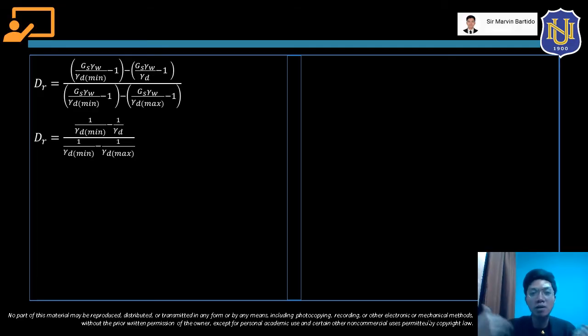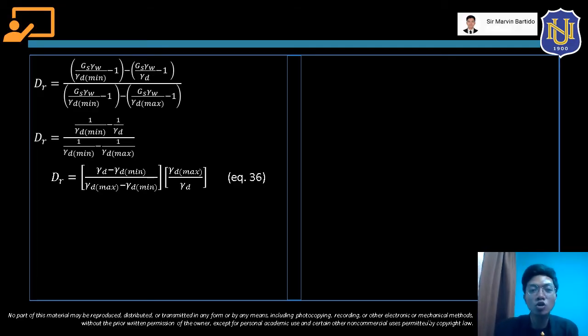Okay, so from here, kapag sinimplify pa natin ito, class, ito yung kakalabasan. So yung relative density natin, class, equal yan sa gamma dry minus gamma dry minimum over gamma dry max minus gamma dry minimum, times gamma dry max over gamma dry. So eto class, pwede natin ito gamitin if yung given natin sa problem class is gamma dry minimum at saka gamma dry max.